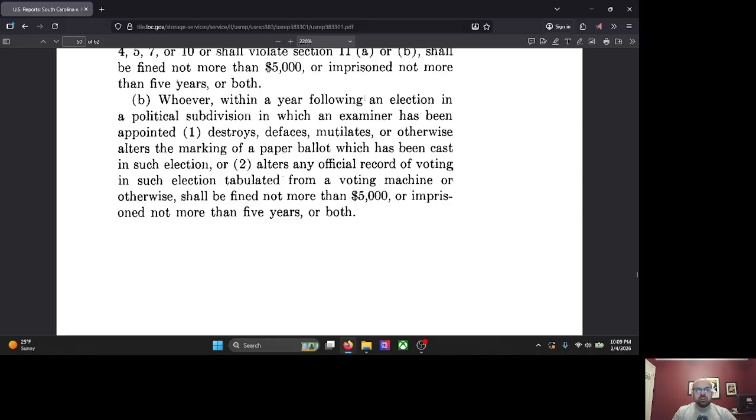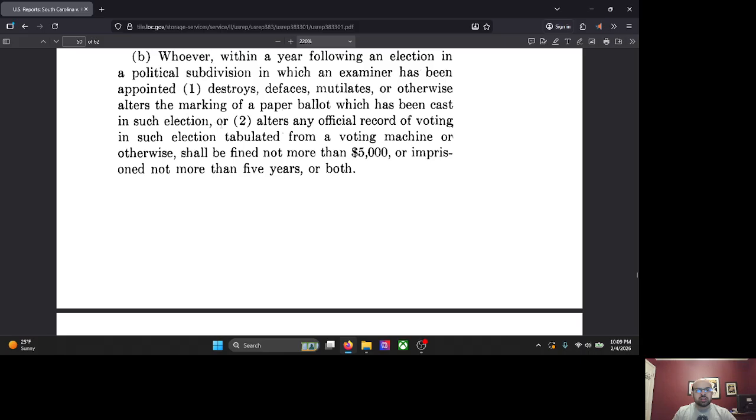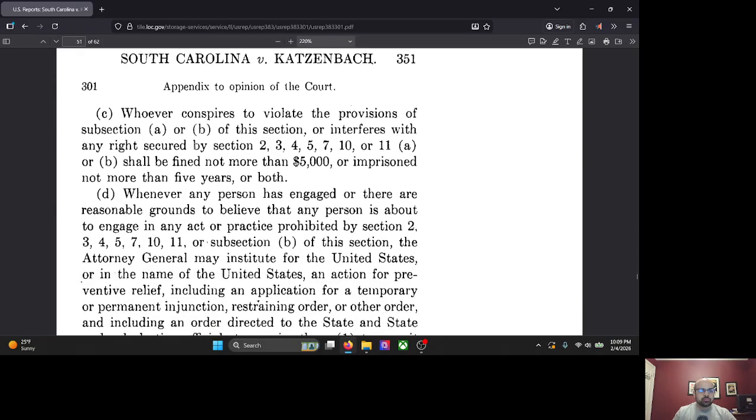B. Whoever within a year following an election in a political subdivision in which an examiner has been appointed 1. Destroys, defaces, mutilates, or otherwise alters the markings of a paper ballot which has been cast in such election, or 2. Alters any official record of voting in such election tabulated from a voting machine or otherwise, shall be fined not more than $5,000 or imprisoned not more than 5 years, or both.